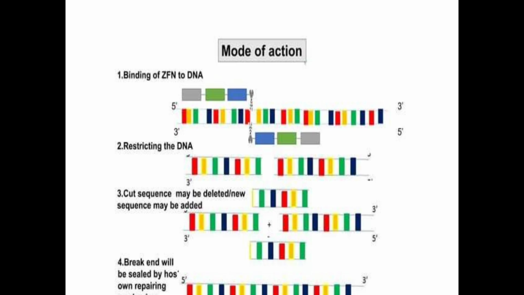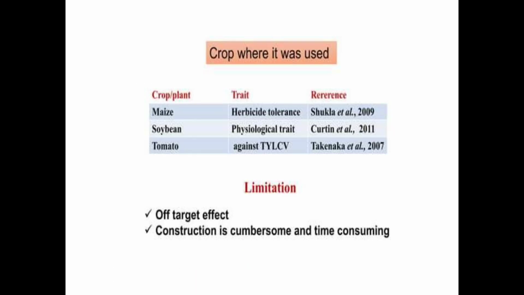Here we can see the binding of zinc finger nuclease to DNA. It goes and binds, and it cuts the DNA. The cut sequences may be deleted and new sequences added at this position, so that the broken ends are then sealed by the cell's own repair mechanism. Normally, maize, soybean and tomato are modified by this method. Maize has been made herbicide tolerant, in soybean a physiological trait can be changed, and in tomato we can modify resistance against TYLCV, that is a virus.